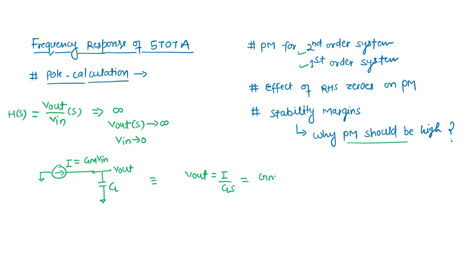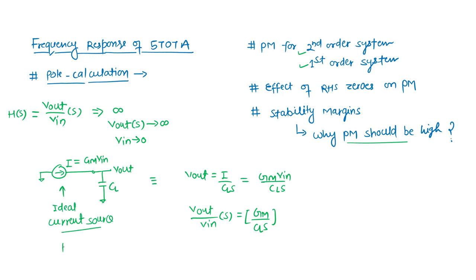What we can write from here: GM V in equals V out times CLS. So my transfer function comes as GM by CLS, and this thing we have seen from the calculation of GM cell itself. Okay, so this is for the ideal current source, meaning R naught is infinite for this current source. What I mean to say, my GM cell is nothing but generating a current, and this current is some quantity, that is GMV, that I am generating.